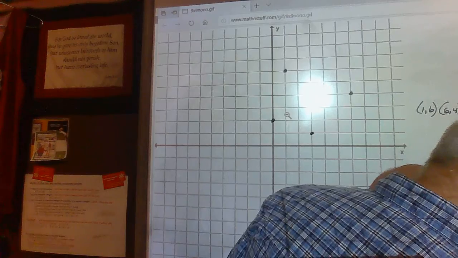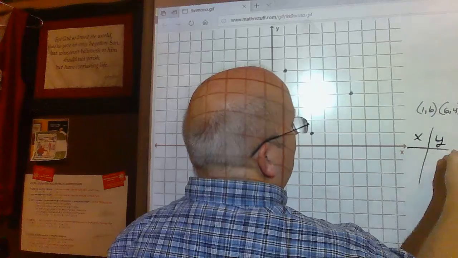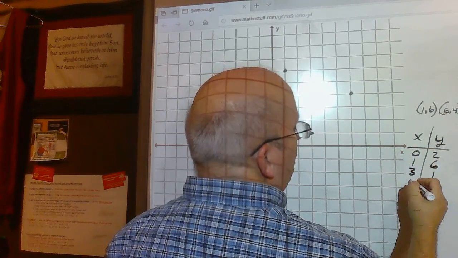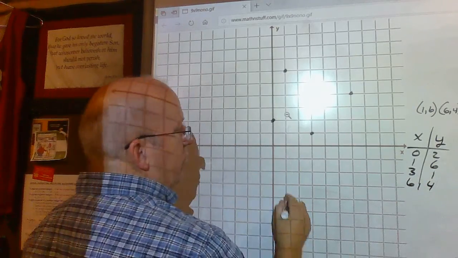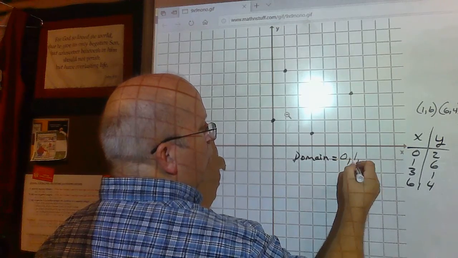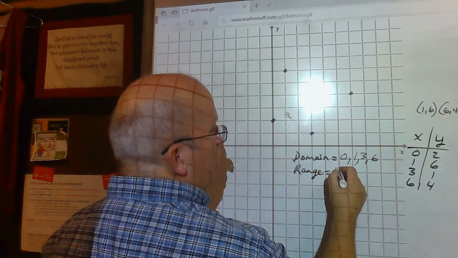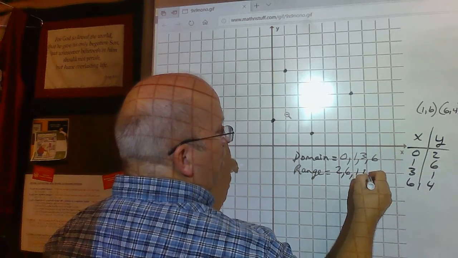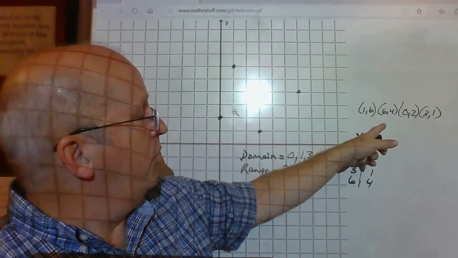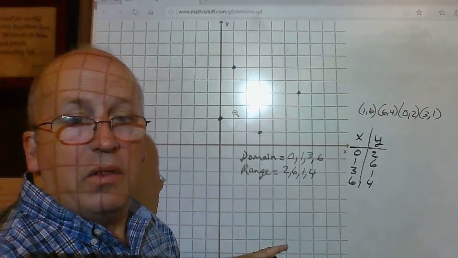What else do I need to do? Oh, I forgot the table. I forgot the function table. X, Y. Okay, let's go 0, 2, 1, 6, 3, 1, and 6, 4. And finally, let's name the domain. The domain in this case is 0, 1, 3, and 6. And the range is simply 2, 6, 1, and 4. So I've got the ordered pairs, I've got the table of the ordered pairs, I've got the graphing, and I've got the domain and the range.